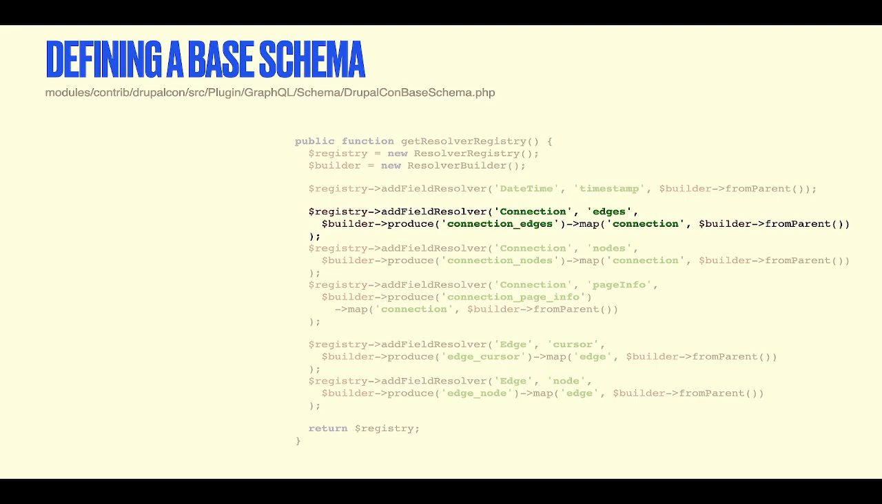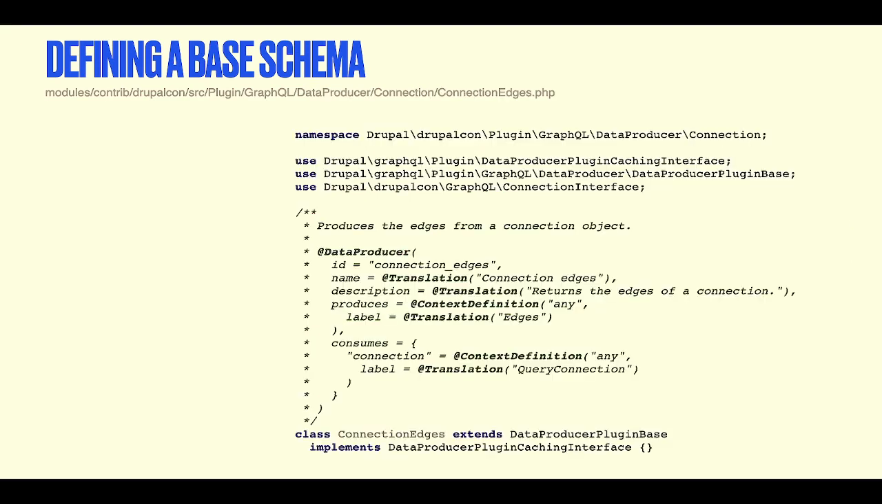As I mentioned, let's look at this connection edges data producer. Everything in the GraphQL module is a plugin, including these data producers. So this goes in the plugin GraphQL data producer namespace. Again, it's a class that extends the data producer plugin base, and we add the data producer plugin caching interface so that the module can do field level caching. And we have our data producer annotation.